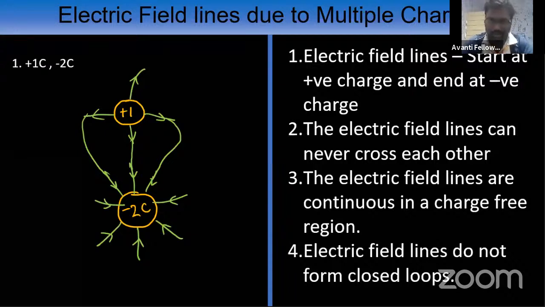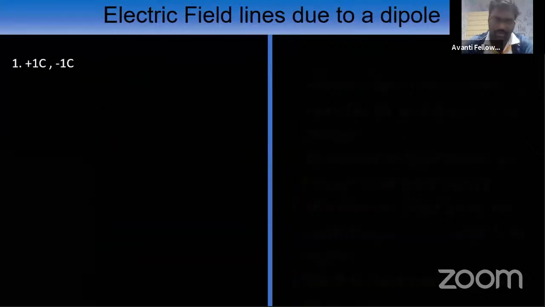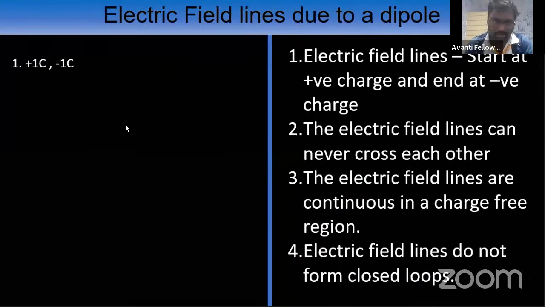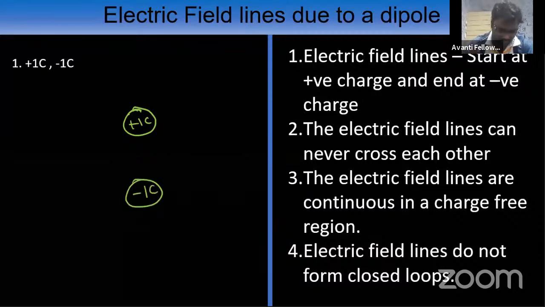So let's move on. Shall we move on? This is understood, right? I hope by now everyone is clear how to draw electric field lines for multiple charges too. Cool, guys. Then the last one. I have a +1 coulomb charge and a -1 coulomb charge. If I have two charges of different signs but the same magnitude, what is this called?